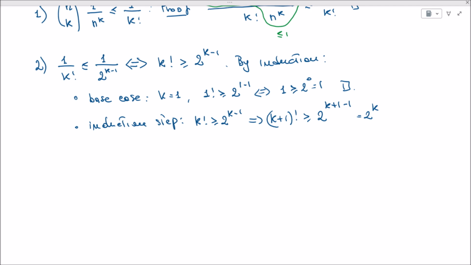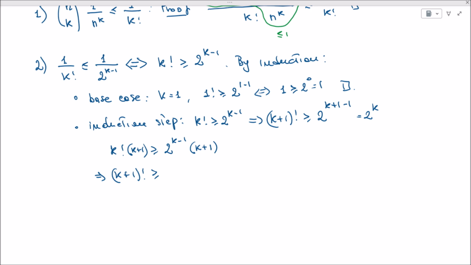Okay, so starting from k factorial larger than or equal to 2 to the k minus 1, if we multiply by k plus 1 both sides, and we can do this because k plus 1 is a positive number, then this implies that on the left hand side we have k plus 1 factorial.